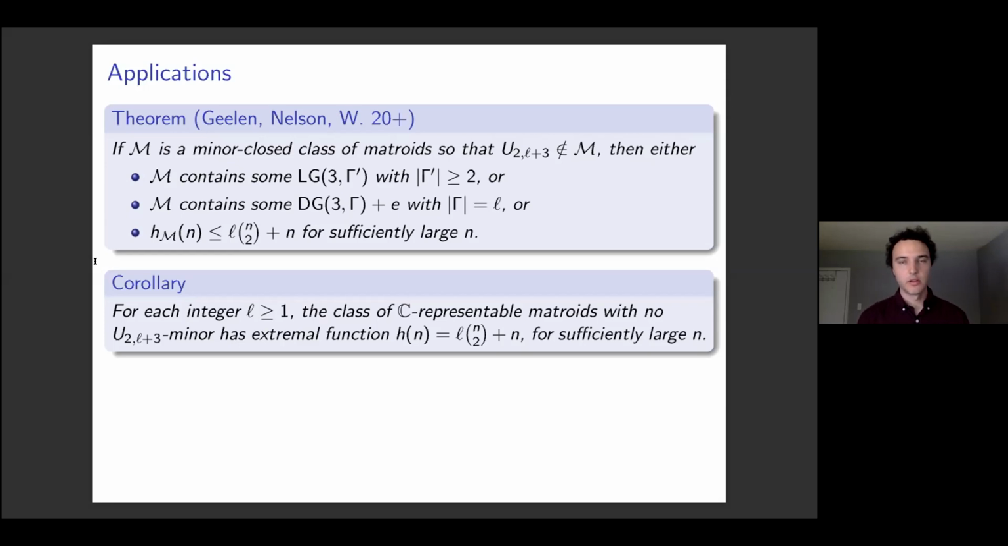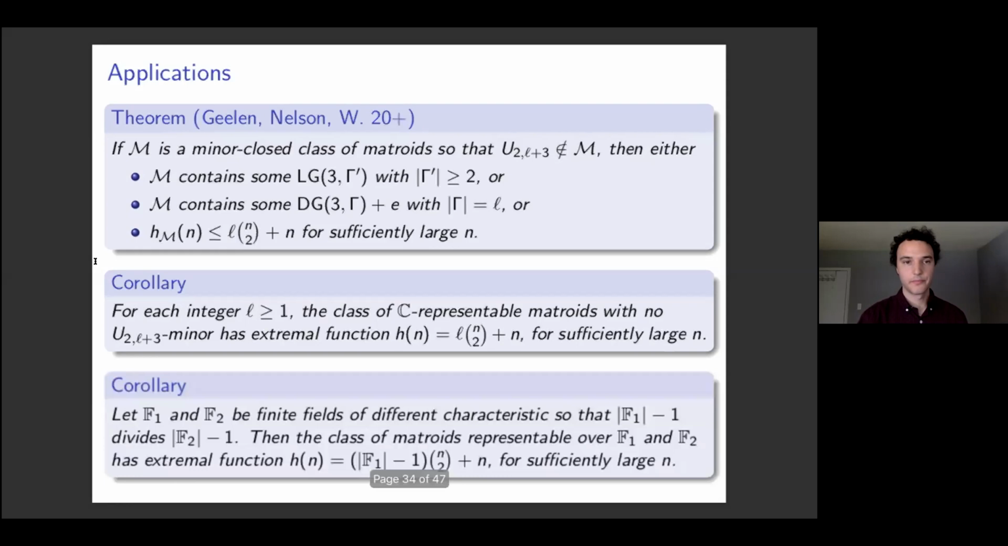Okay, and we also have a corollary for fields of positive characteristic. So we'll let F1 and F2 be finite fields of different characteristic so that the size of F1 minus 1 divides the size of F2 minus 1. Then the class of matroids representable over both fields has extremal function given by the size of F1 minus 1 times n choose 2 plus n for all sufficiently large integers n.